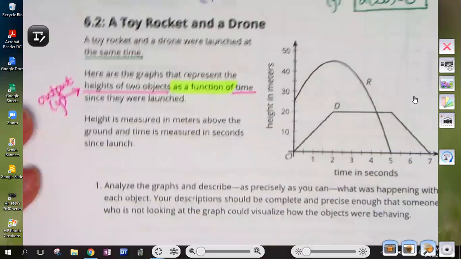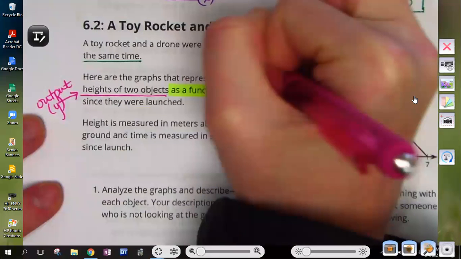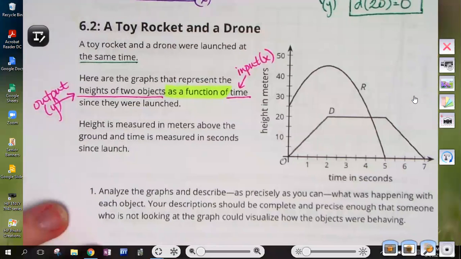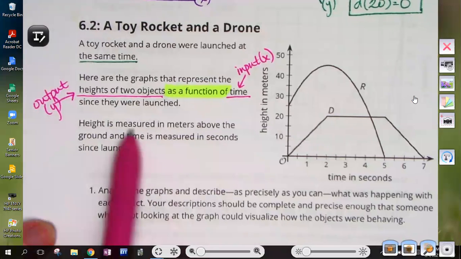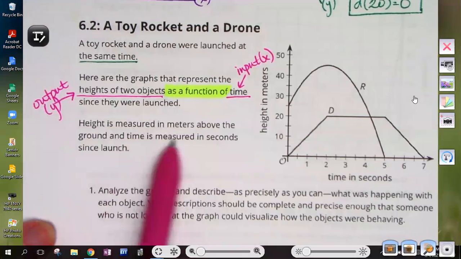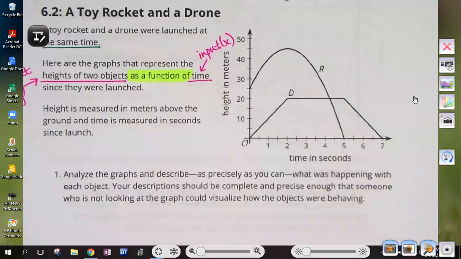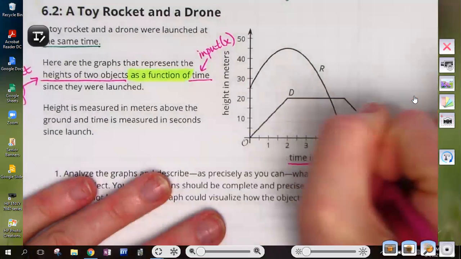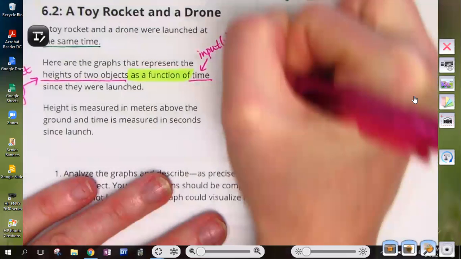And so the time would be my input since they were launched. Okay, so that's a review all the way back from lesson like 1 or 2. I can't remember. So height is measured in meters above the ground and time is measured in seconds since the launch. Okay, so if we look at our graph, we can see there that time is on our x-axis, just like we said, and the height is on our y-axis.